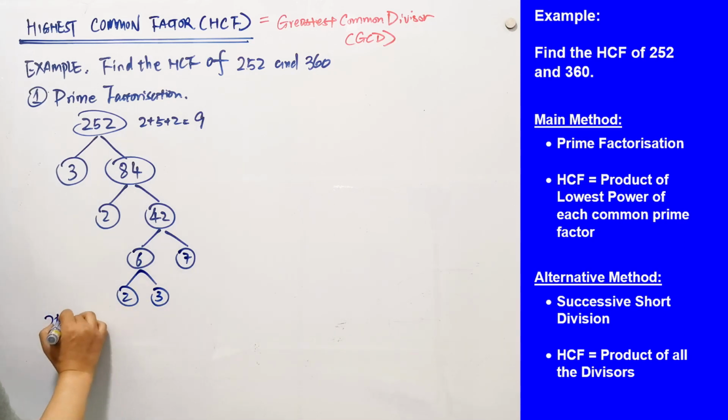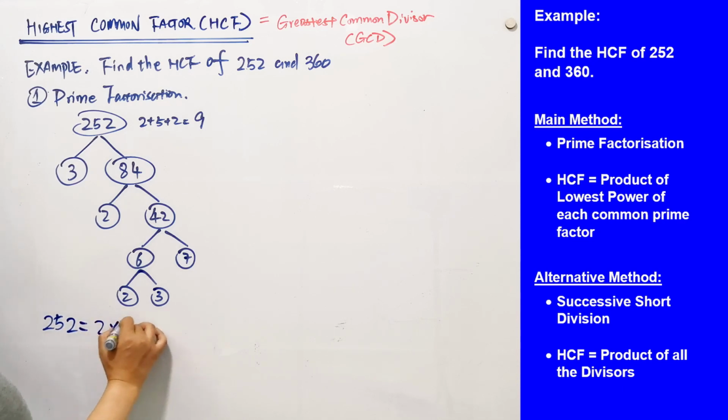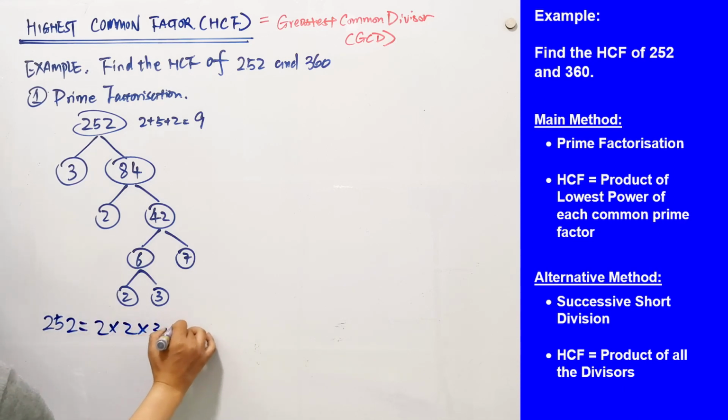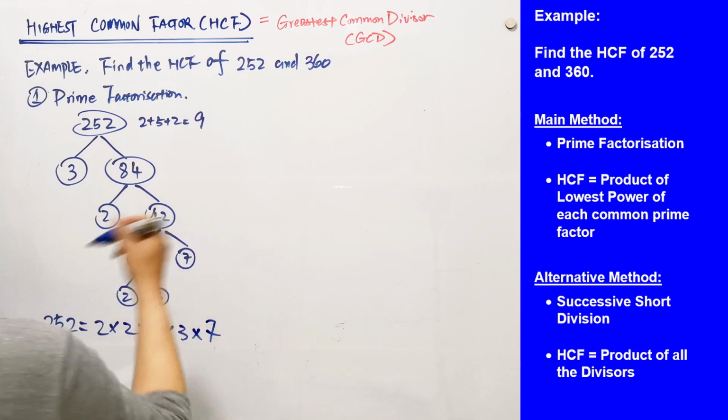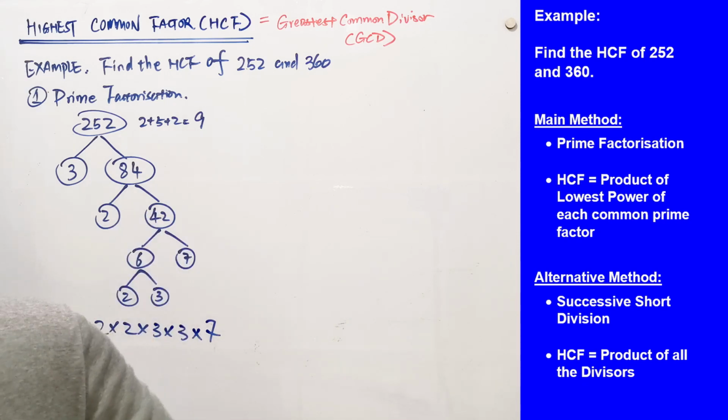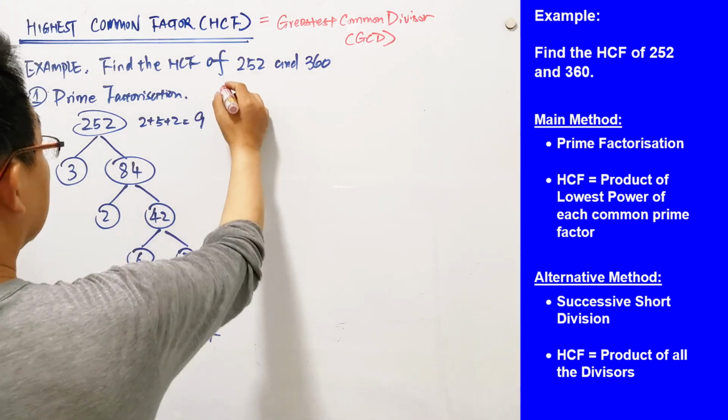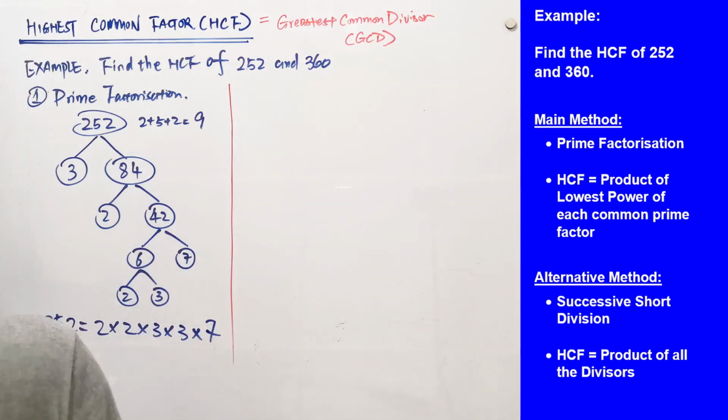So 252 equals 2 times 2 times 3 times 3 times 7, right? Is that correct? 2, 2, 3, 3, 7. Okay, let's look at the other number.